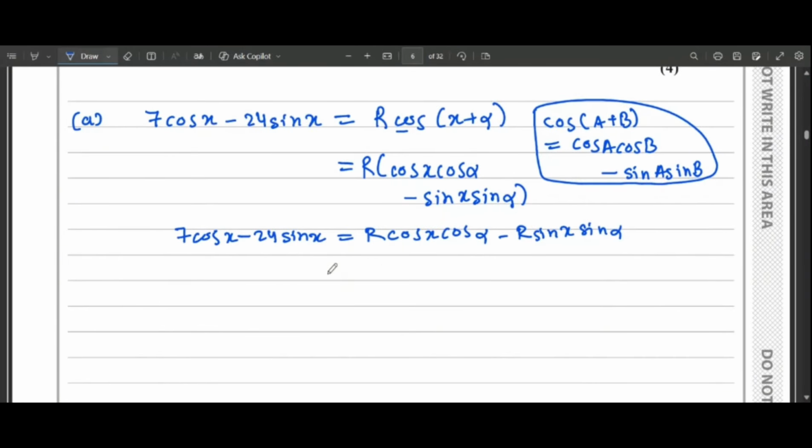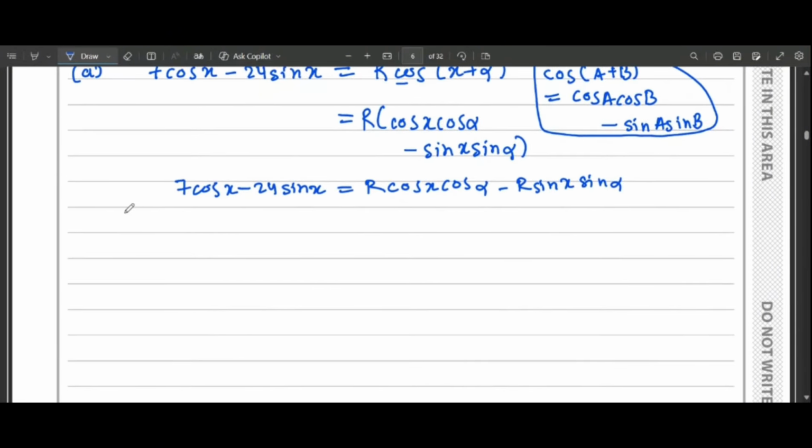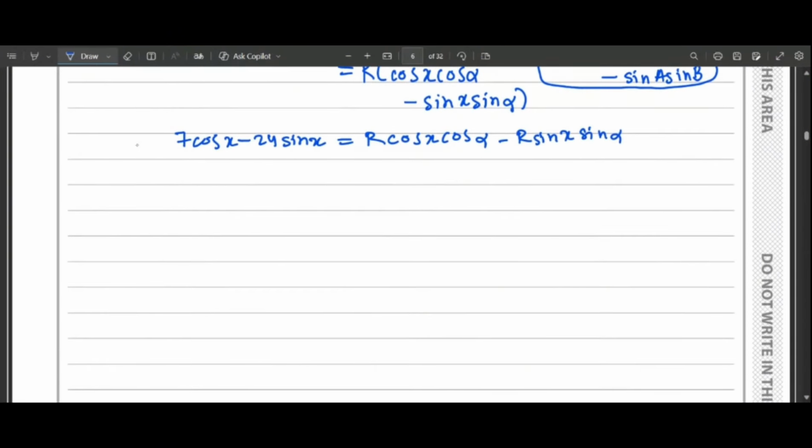Now by comparing the sides, and by equating the coefficients of cos x and sin x, we can see that r cos alpha is equal to 7 and r sin alpha is equal to 24.